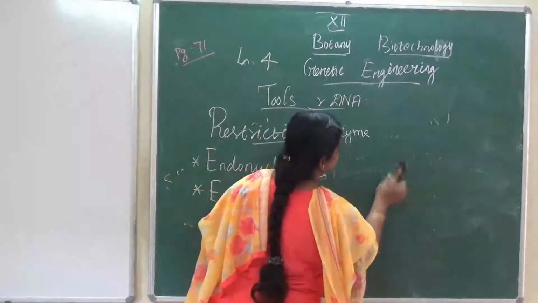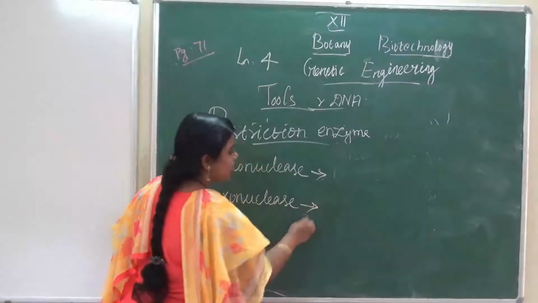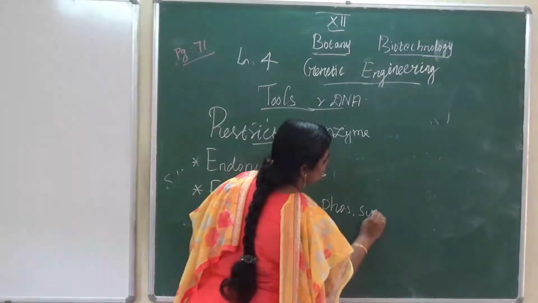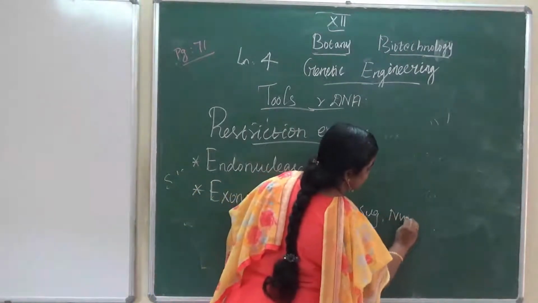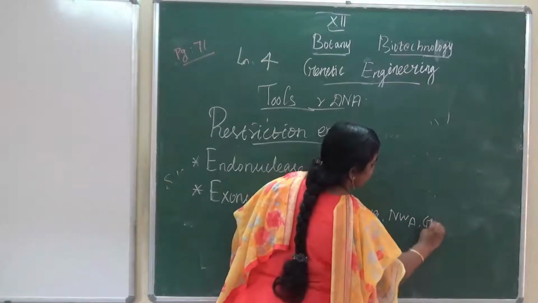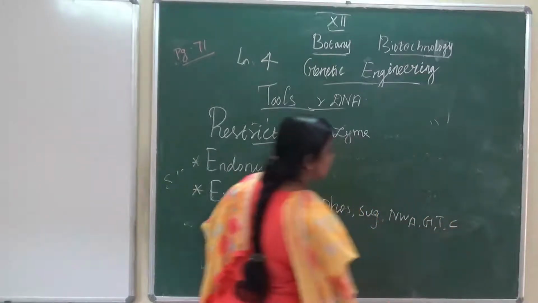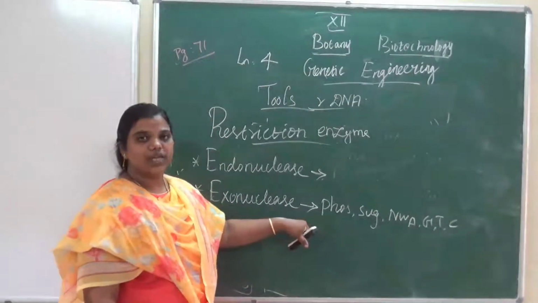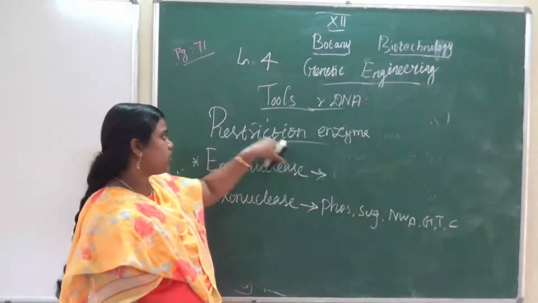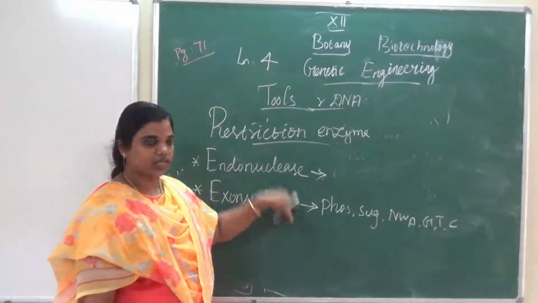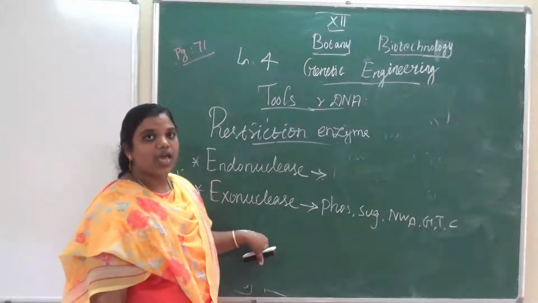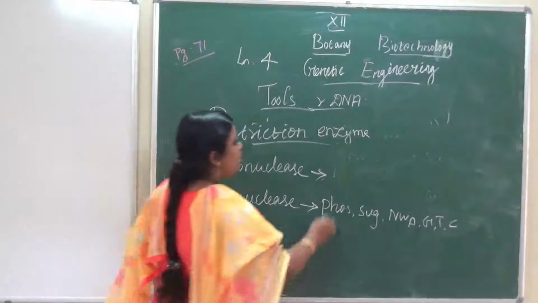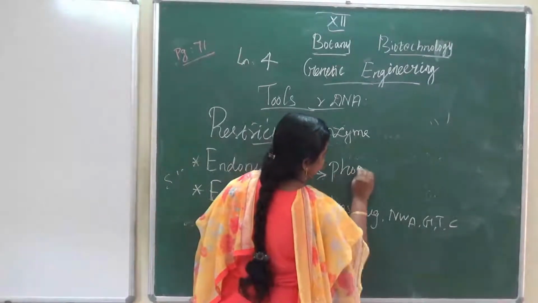Exonuclease enzyme. The exonuclease enzyme cuts the phosphate and the sugar group and nitrogenous bases, that is adenine, guanine, thymine, cytosine. So this portion can be removed from the DNA strand, that is exonuclease. And then the next one, endonuclease, cuts the phosphodiester.